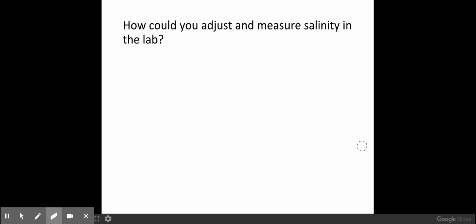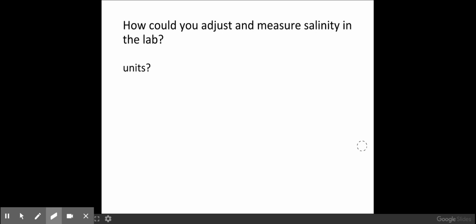And again, just trying to think about if you were to adjust this in a lab, how would you actually do that? How would you measure it? Well, you could use good old-fashioned table salt, NaCl, sodium chloride. You'd actually want to use the cheaper table salt that doesn't have any iodine in it. Most of the salt at the grocery store is iodized, meaning there's trace amounts of iodine in it. But the cheaper salt actually doesn't have that in it.